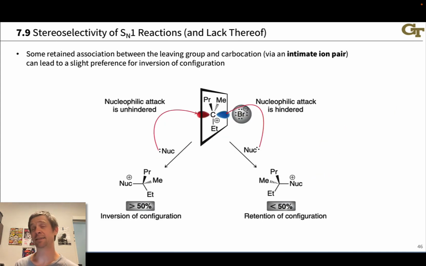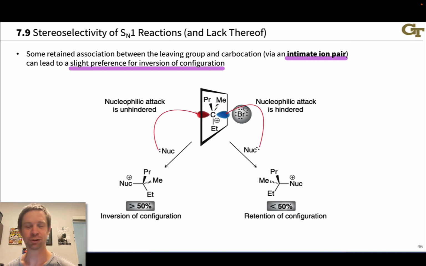Now, in some cases in SN1 reactions, we actually see a slight preference for inversion of configuration, which is kind of interesting. It suggests a continuum of mechanisms between SN2, which is fully concerted, and SN1, which is fully stepwise. The idea of a preference for inversion of configuration in SN1 is that the leaving group is not completely gone when the nucleophile starts forming its bond.